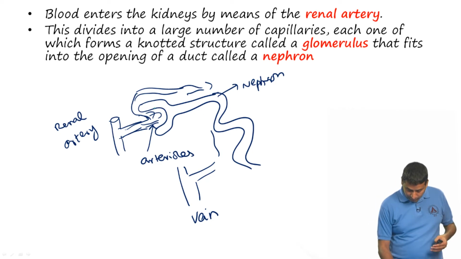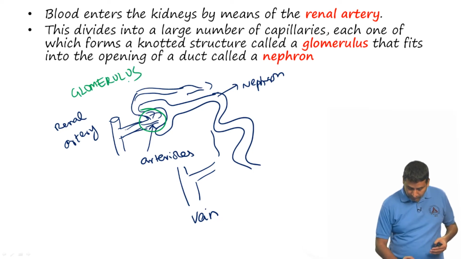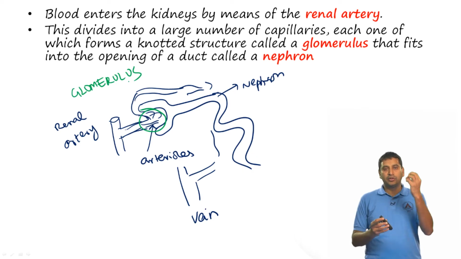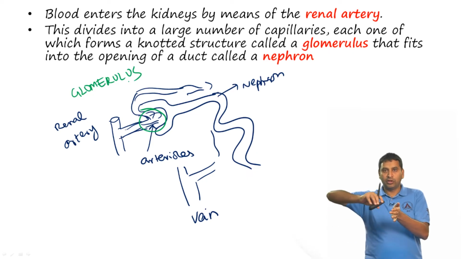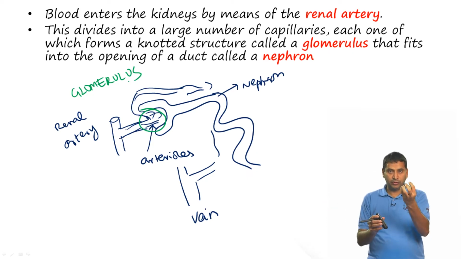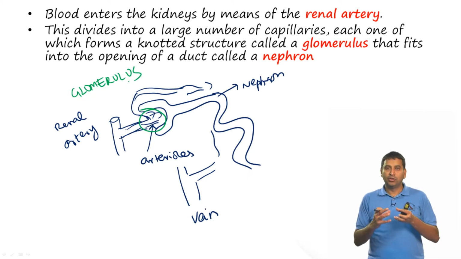This is the glomerulus. Essentially what happens here is that the renal artery makes smaller and smaller capillaries and these capillaries form a knotted structure called a glomerulus that fits into the opening of a duct which is called a nephron. So, this is where the activity of the kidney occurs.